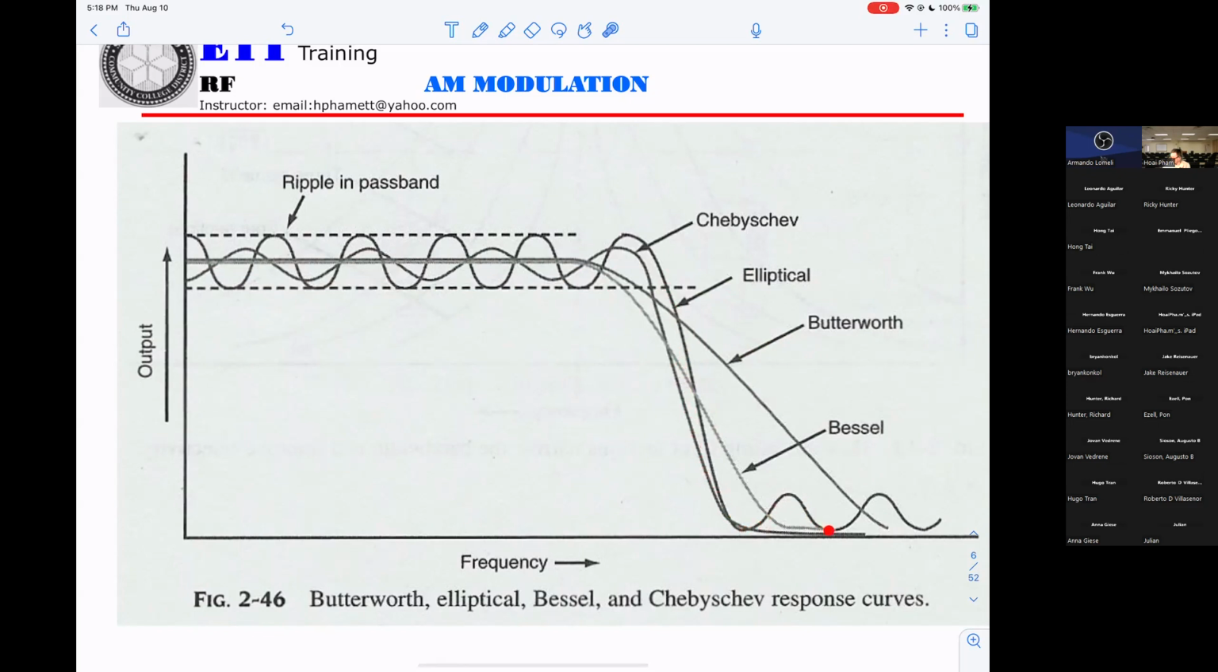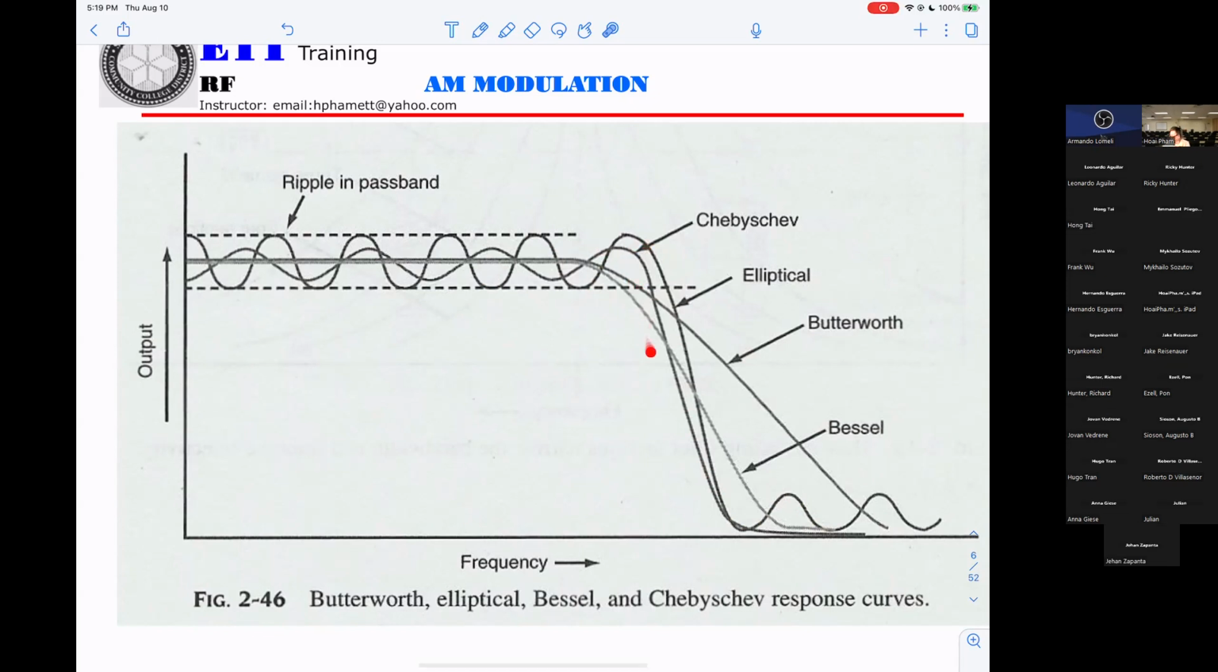cutoff frequency. However, they get the noise. Okay, they get the noise. That's what we don't want. And Chebyshev, okay, very good for the cutoff. However, they still get the noise. That's what we don't want.